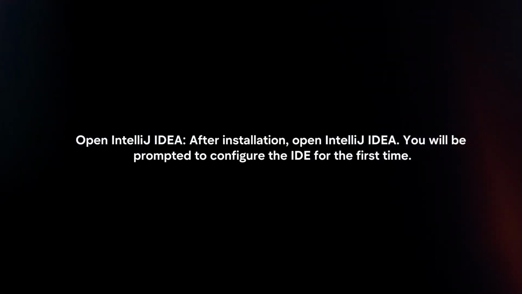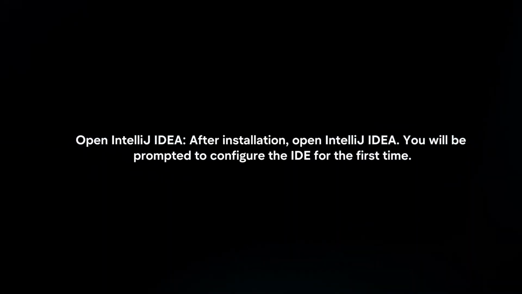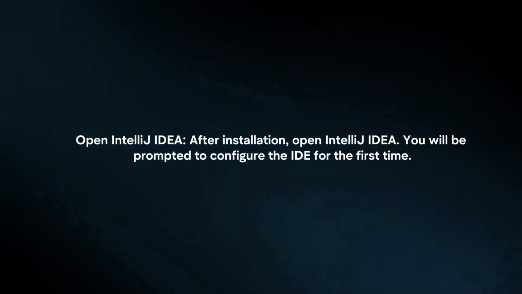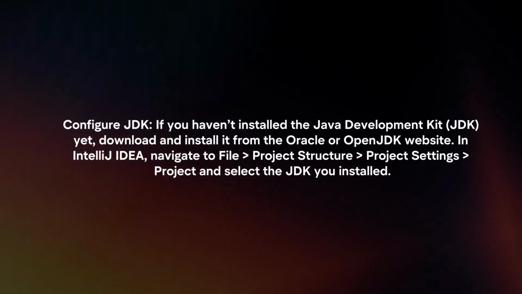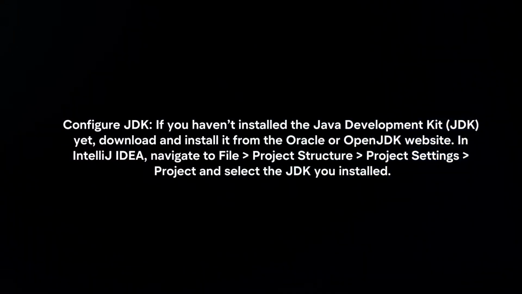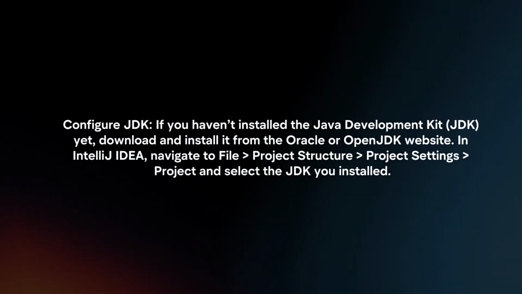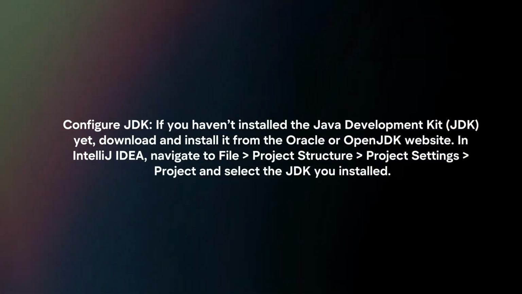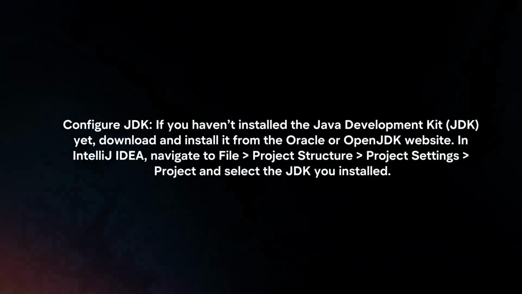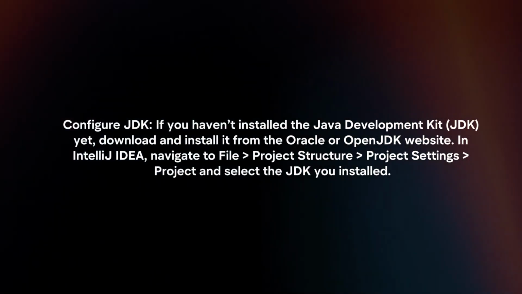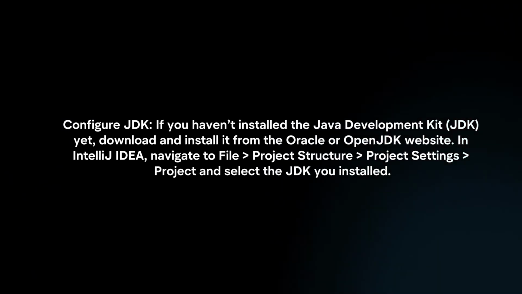Open IntelliJ IDEA. After installation, open IntelliJ IDEA. You will be prompted to configure the IDE for the first time. Configure JDK. If you haven't installed the Java Development Kit yet, download and install it from the Oracle or OpenJDK website. In IntelliJ IDEA, navigate to File, Project Structure, Project Settings, Project, and select the JDK you installed.